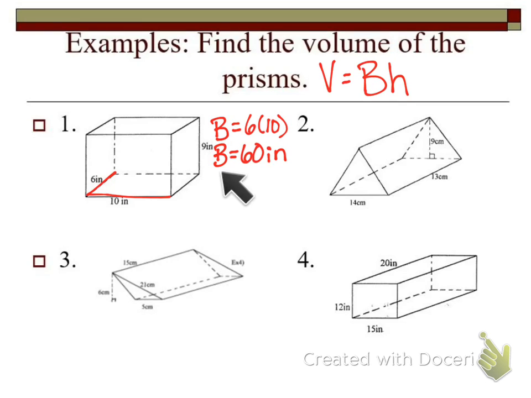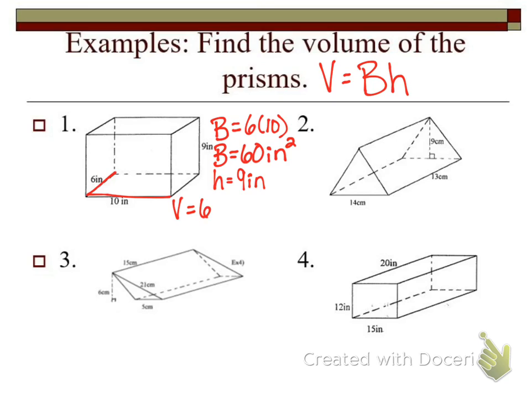Remember, capital B stands for area of a base, so our inches get squared. Then we need to know what little h is. H is the height of the prism. What is that? 9 inches. So then to find our volume, we are going to multiply those two things together.